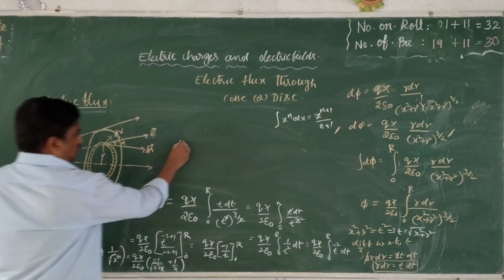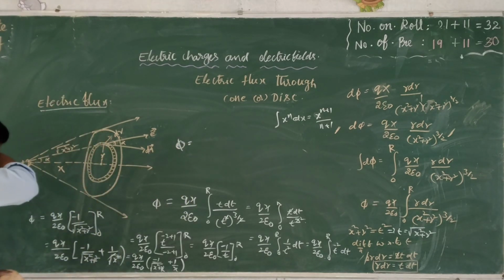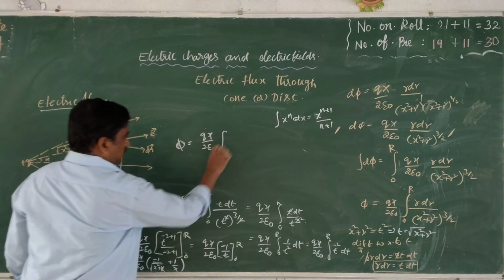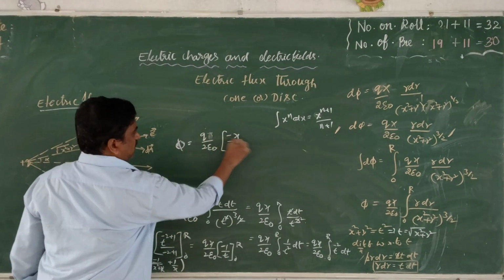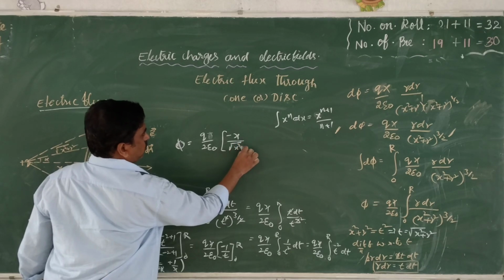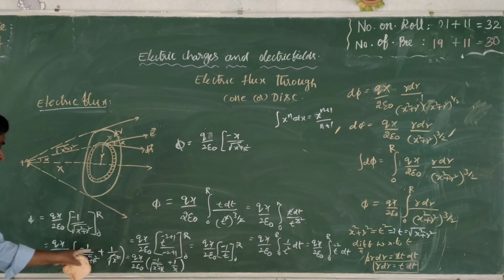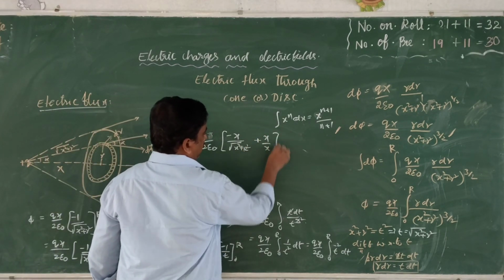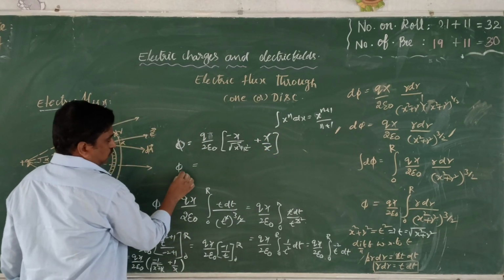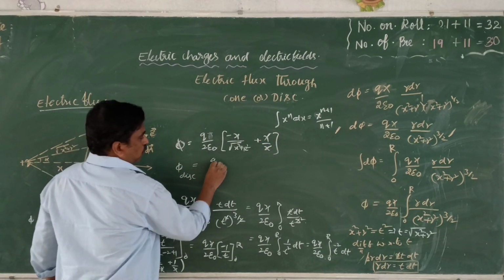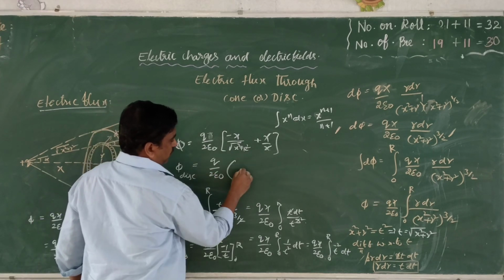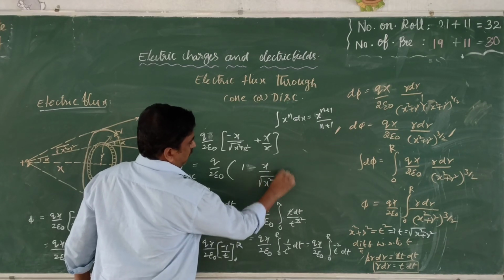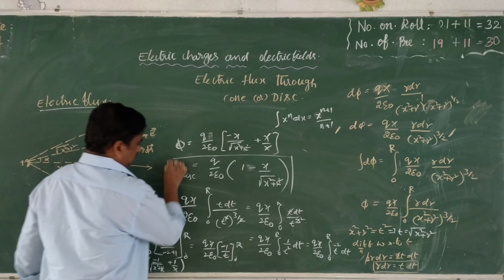Finally phi equals q x by 2 epsilon naught into, taking x inside, minus x by root of x square plus r square, and x into 1 gives x by x, which is 1. The x cancels, so flux through the disk equals q by 2 epsilon naught into 1 minus x by root of x square plus r square. This is the flux through the disk.